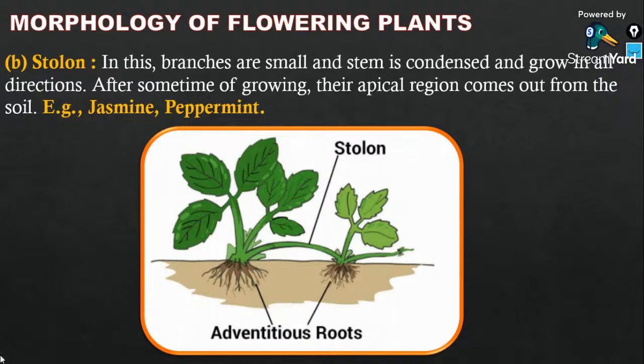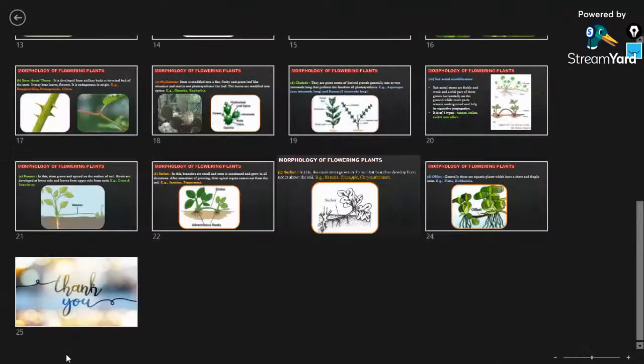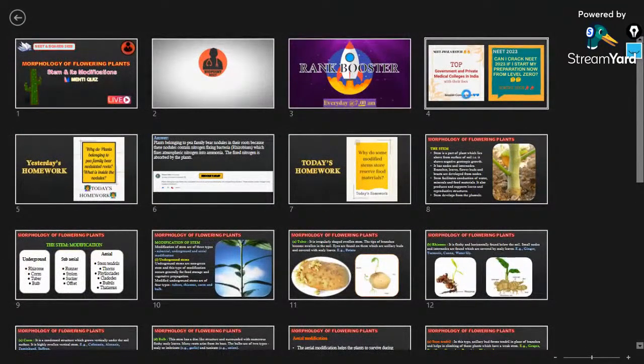When we do our NCERT marking, you will be perfectly clear. And what is sucker? The main stem or the major part of the stem will be growing below the soil itself, and one of the nodes will be growing to form a new plant. Clear?